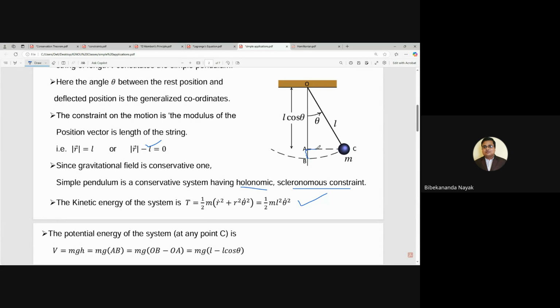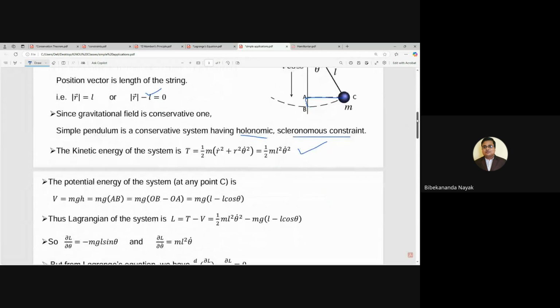If you consider this triangle, obviously OA is L cos theta. So AB is equal to L minus L cos theta. Is it not so? Yes, sir. So our potential energy is mg(L minus L cos theta). So the Lagrangian is T minus V: half m L square theta dot square minus mg(L minus L cos theta).